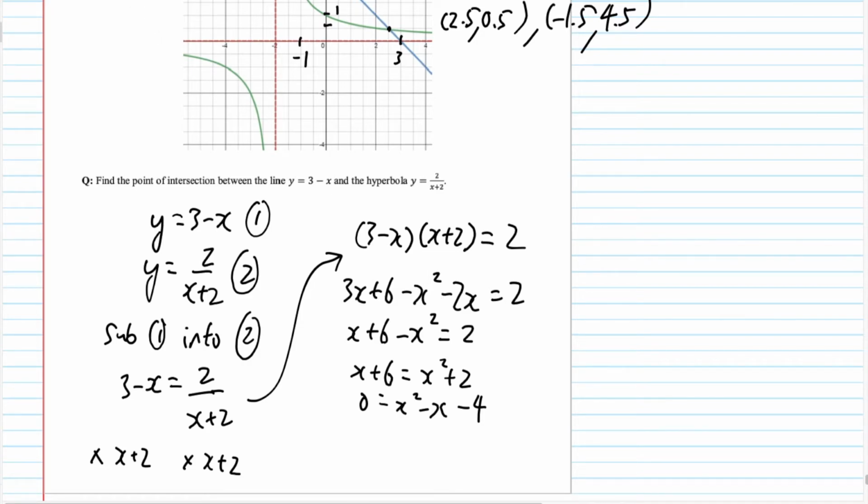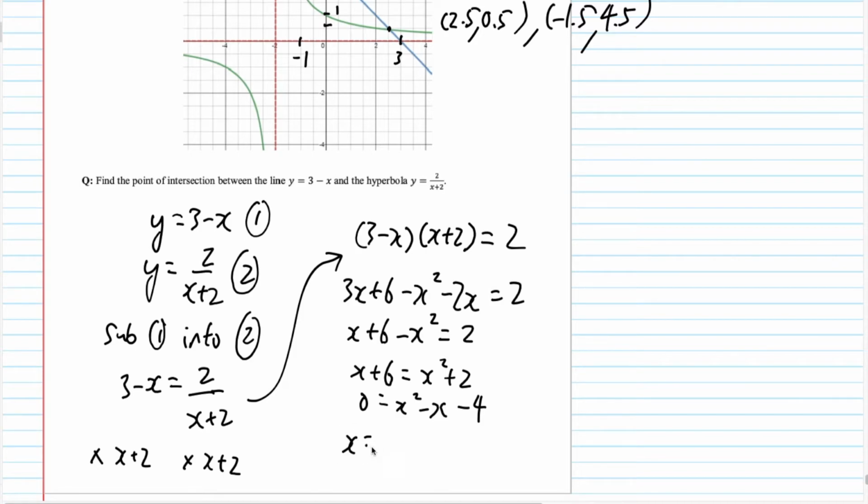Now we need to solve this. So how can we solve this? To solve this, we can use the factorizing method. So see if we can find two numbers that multiply to give minus 4 and add to give minus 1. So that's not possible, right? Because it's not possible, we need to use the quadratic formula. Okay, so let's just use the quadratic formula.